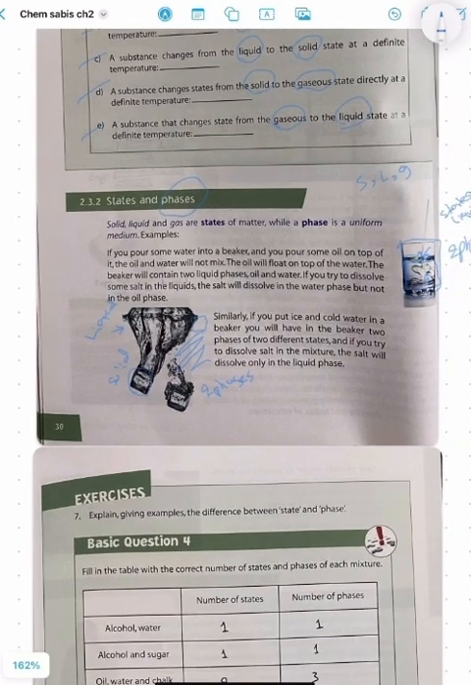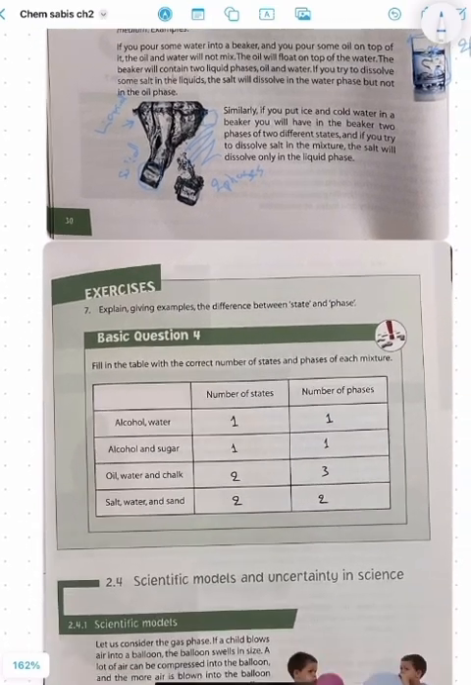Okay. Let's take some examples. Basic question 4. Fill in the table with the correct number of states and phases.